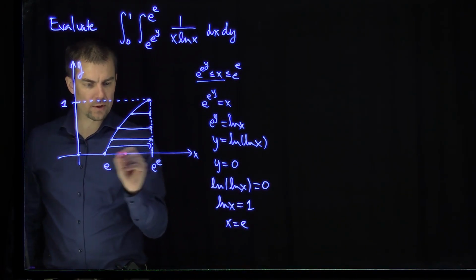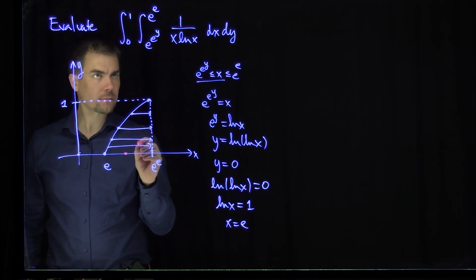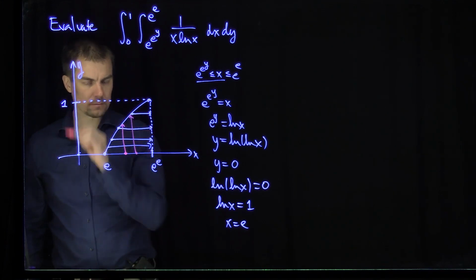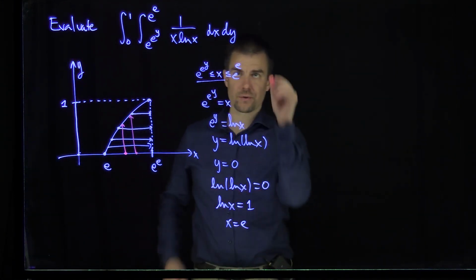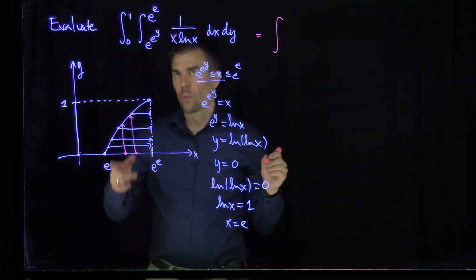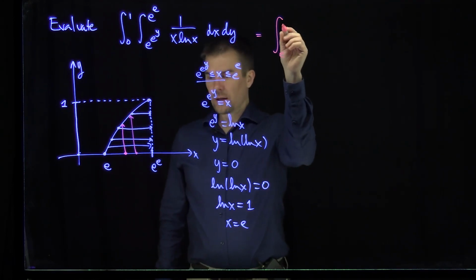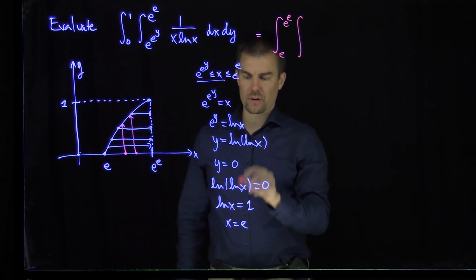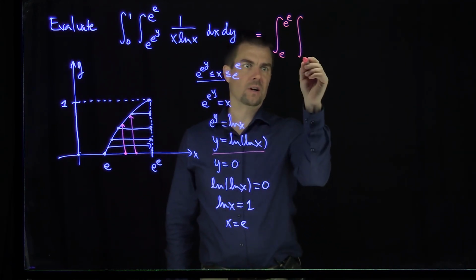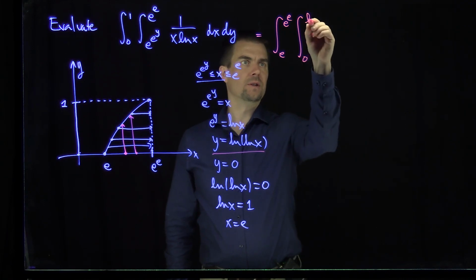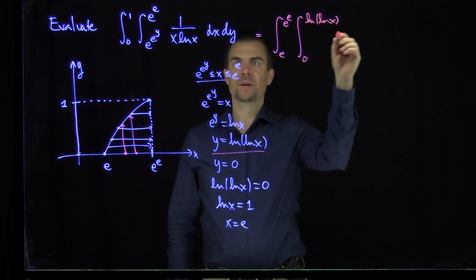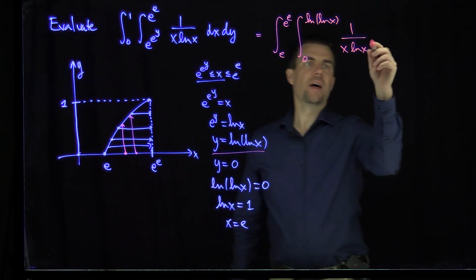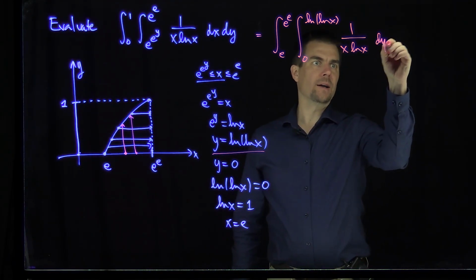So x can go from e to the e, and then what will y go from? Y will go from 0 up to this curve over here. All right, so let's change limits of integration. We now know that x is going to go from e to the e, and then y will go from 0 up to this curve. And what is this curve? This curve is y equal to the log of x. So y is going to go from 0 to the natural log of the natural log of x. And then I'm going to have a 1 over x natural log of x, and then a dy dx.